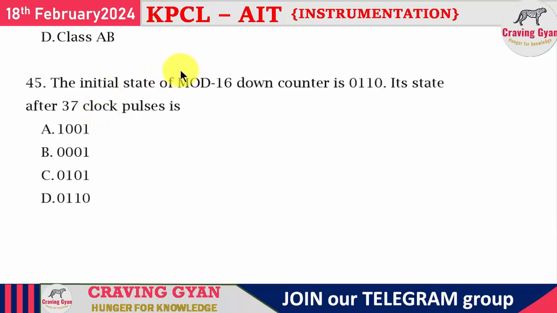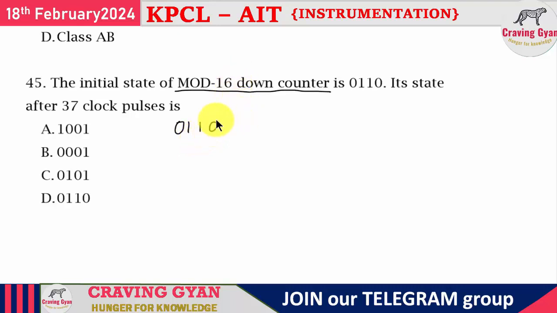The 45th question is based on digital electronics and they are asking us to realize the mod 16 counter. Suppose I apply the clock pulses 37 times, what is the output? The initial output is 0110. Since it is 4-bit wide, after 16 clock pulses it is going to read the same value. After 32 clock pulses also, and after 48 also, the same value.